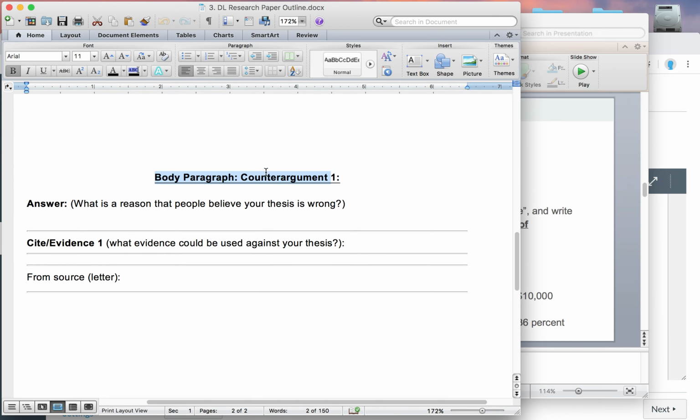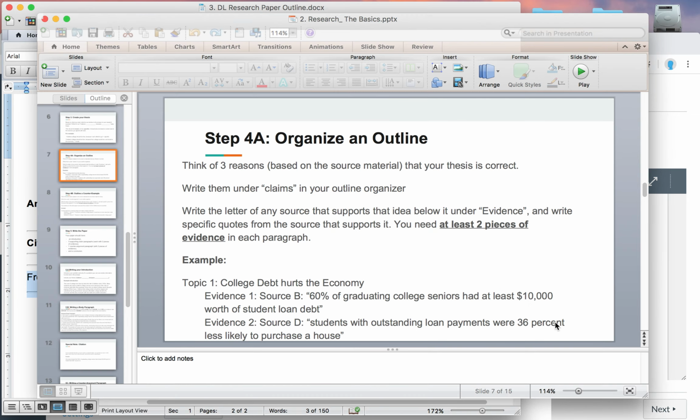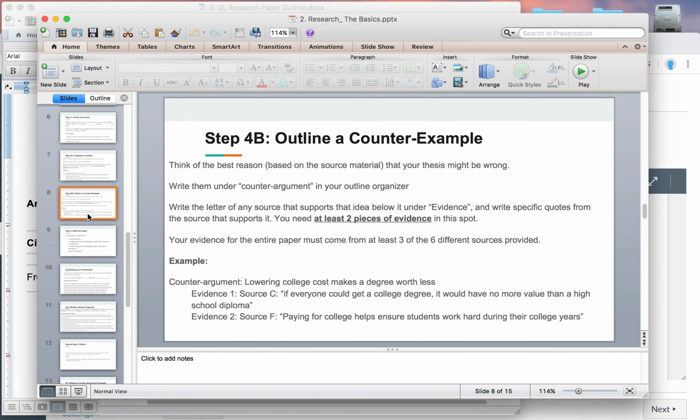And then you're going to write one counter argument. What's a reason that people believe that your thesis is wrong? Okay, because if we're making a good argument, we have to say, well, no, some people believe differently. It's not that simple. You're going to find one piece of evidence out of all 6 of those sources that might prove that your idea is wrong. And then you're going to say from what source. Okay? So that's the counter example.